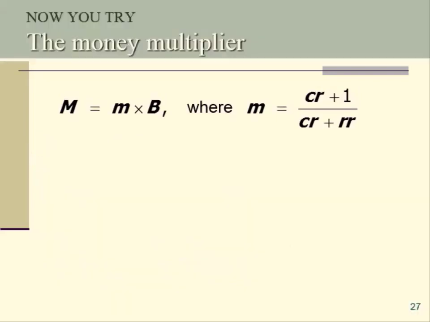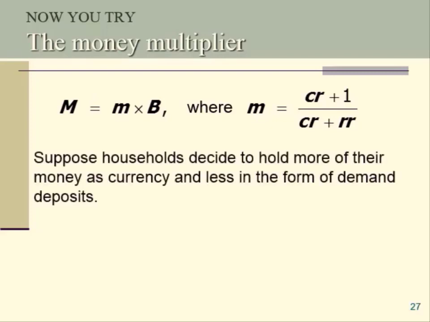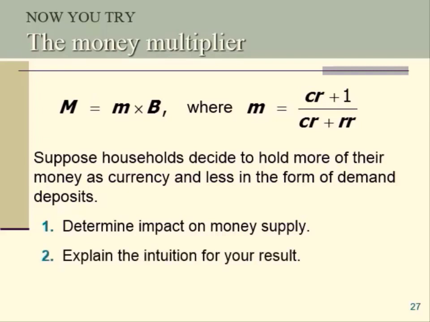Now, why don't you take a moment and try to answer this question. Suppose the households decide to hold more of their money as currency and less in the form of demand deposits. Then try to answer this question. 1. Determine the impact on money supply, and then try to explain the intuition for your result. So let's take a moment to answer this question.